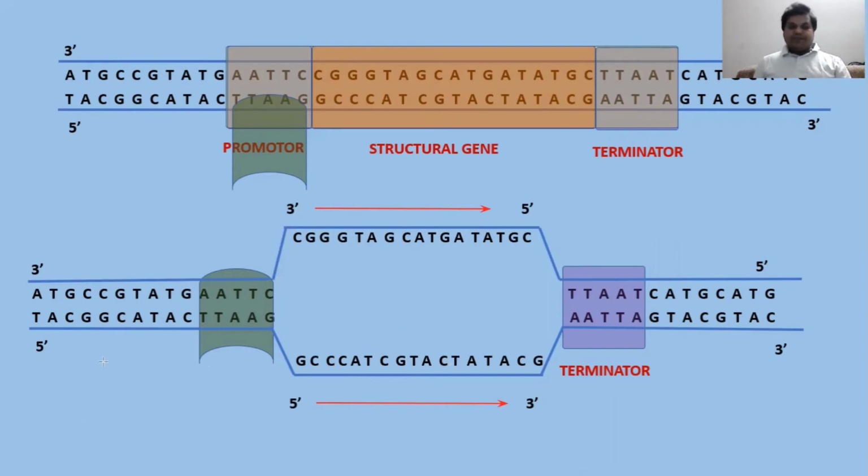Now what happens here? DNA-dependent RNA polymerase polymerizes the new strand of mRNA in the direction 5' to 3'. So see here, C is complemented by G, G is complemented with C. The only thing is that instead of thymine, uracil forms a base pair with adenine. The remaining is the same.